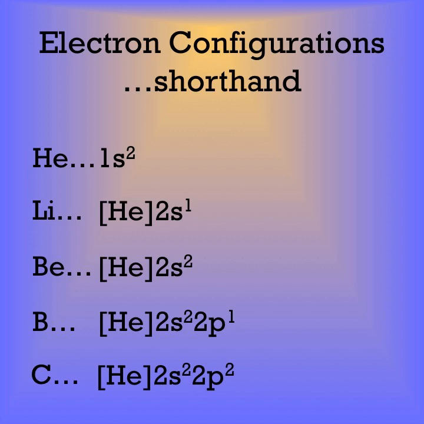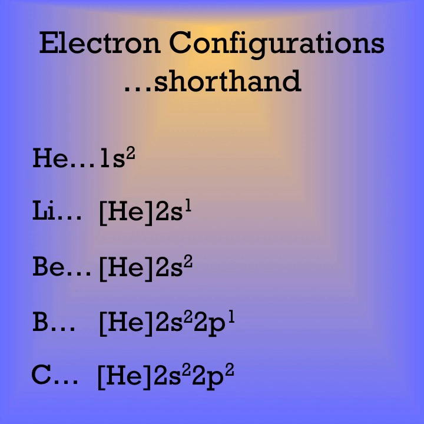But a wise soul that you are, notice you just wrote more in writing He and the brackets than you did in writing 1s2. So you didn't save yourself any time. Again, this doesn't become very useful until we get past neon. But take a look at these. You have lithium, which I'm going to read not as He brackets 2s1, but as helium 2s1. Beryllium, helium 2s2. Boron is helium 2s2, 2p1. And carbon is helium 2s2, 2p2.